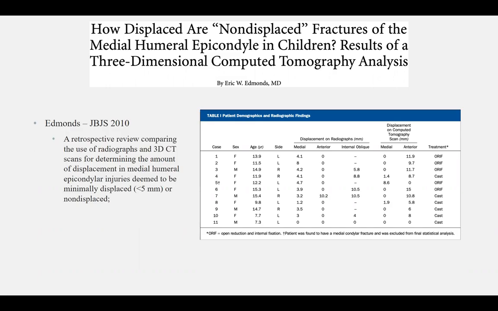The measurements were significantly different from the comparison of lateral radiographs and CT scans for anterior displacement, and in the comparison of the AP radiographs and CT scans for medial displacement. The comparison of internal oblique radiographs and CT scans with regard to anterior displacement demonstrated equivalent results in 3 of the 6 patients, but the mean results were significantly different.